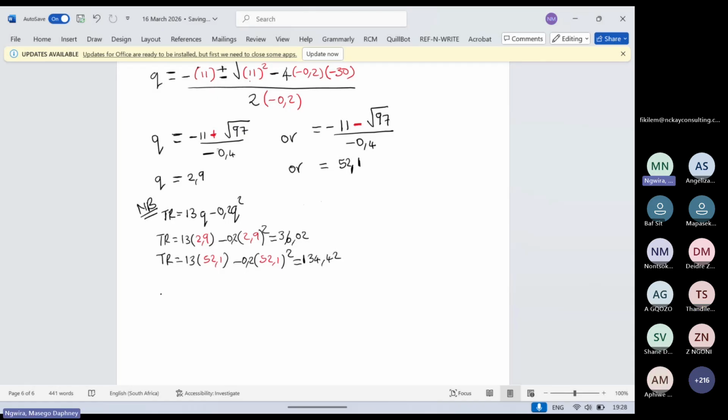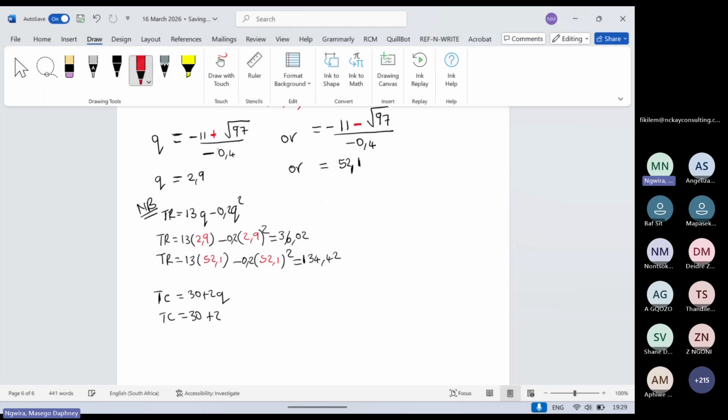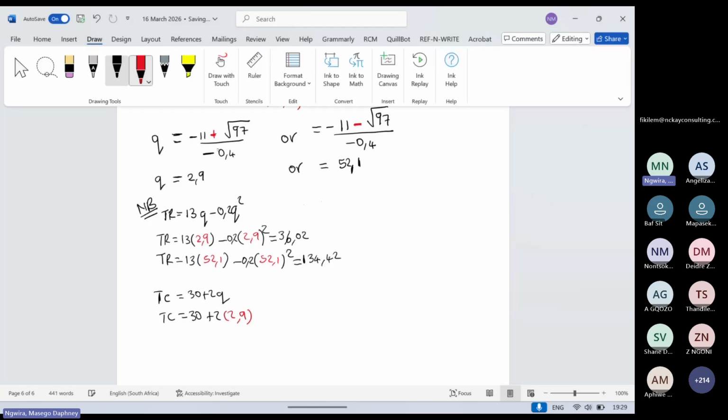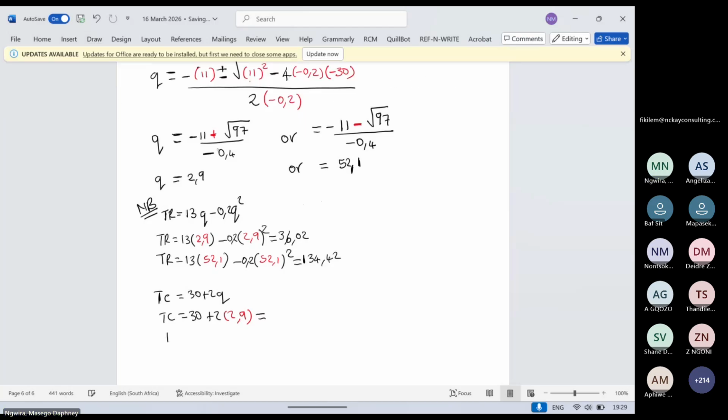Okay. And then you also do it for the total cost. Total cost is 30 plus 2Q. So total cost for 2,9 will be 30 plus 2 times 2,9. But remember, you're not going to draw the graphs. I'm just doing this to show you how the graphs are going to look. And then what is the answer? 35,8.